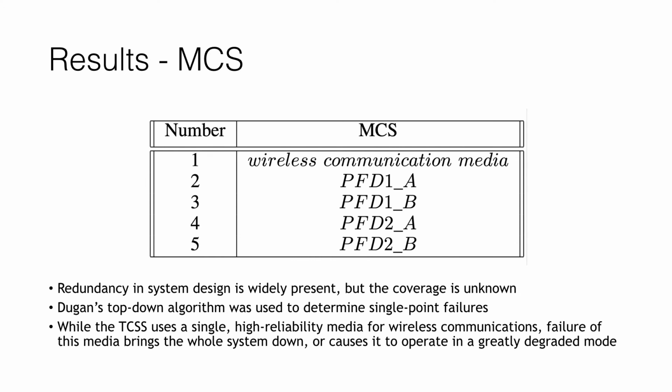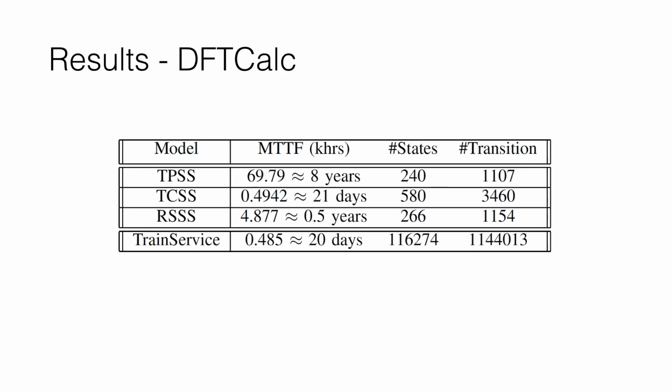And while the traction control subsystem uses a single high reliability media for wireless communications, failure of this media brings the whole system down or causes it to operate in a greatly degraded mode. So we can see immediately the importance of the communication subsystem. And the results from the DFT Calc run indicate that as well.